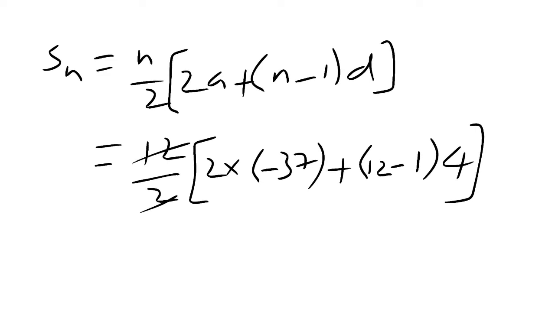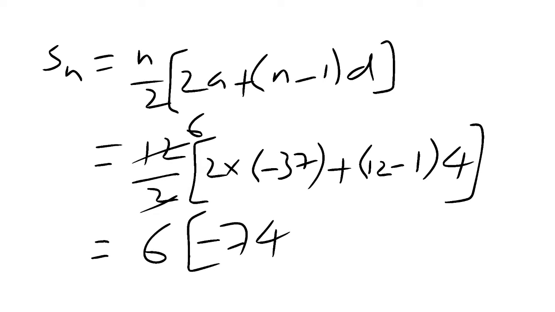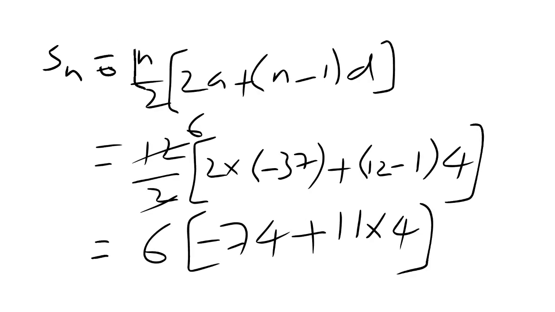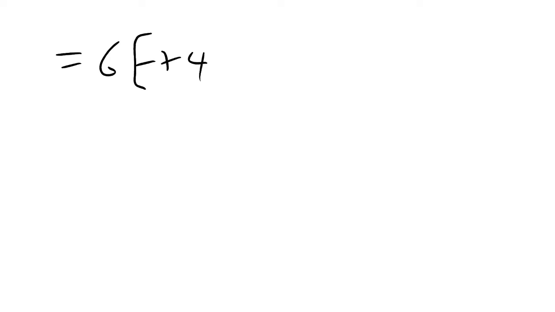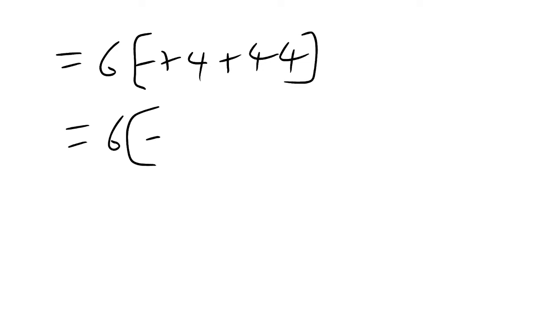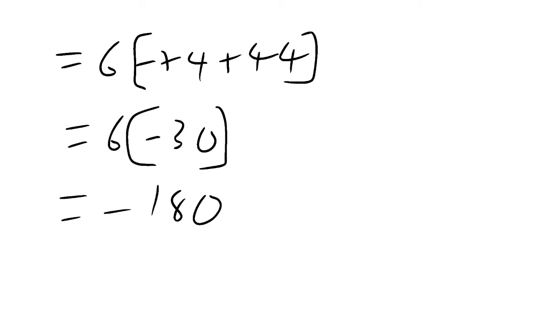Here we can cancel 12 in the 2 table. So 2 sixes are 12, 6 into 2 into minus 37 is minus 74, plus 12 minus 1 is 11 into 4. It equals 6 into (minus 74 plus 44). So 6 into minus 74 plus 44, which is minus 30. So minus 180 is the sum of the first 12 terms in the second question.